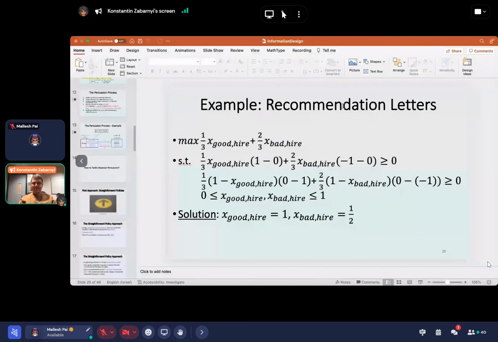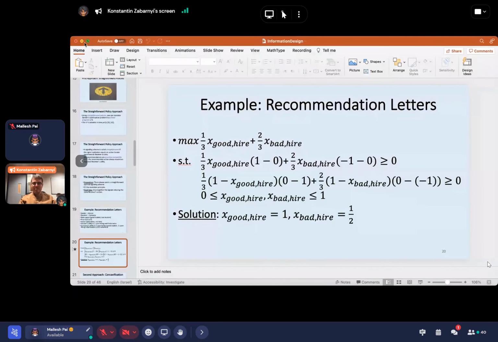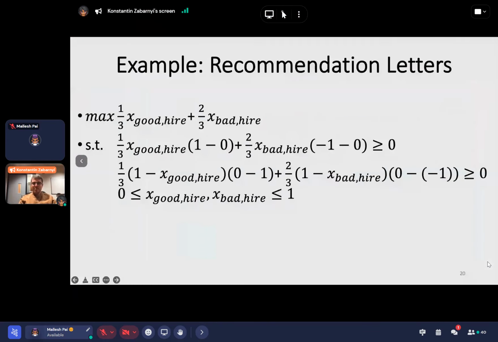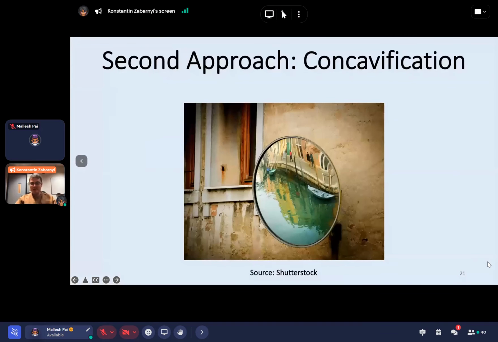So any questions by now? Because we finished the first approach, and now if you don't have any questions, we'll go to the second approach, which is called quantification. So you can still think if you have any questions by now.